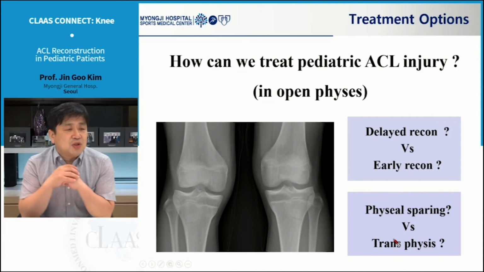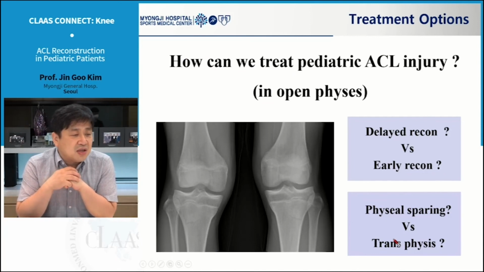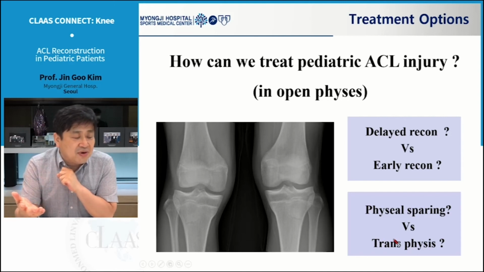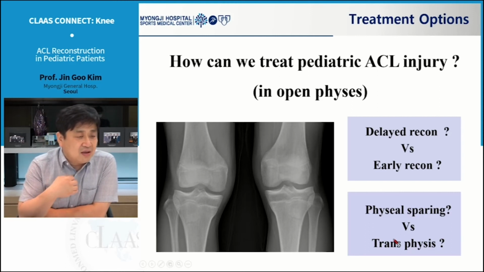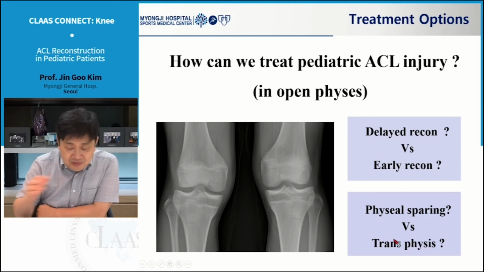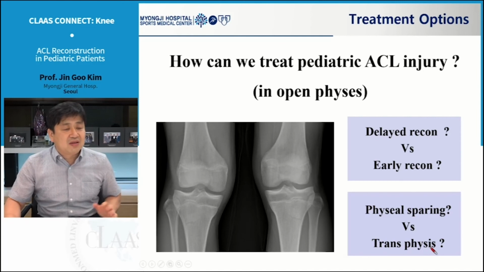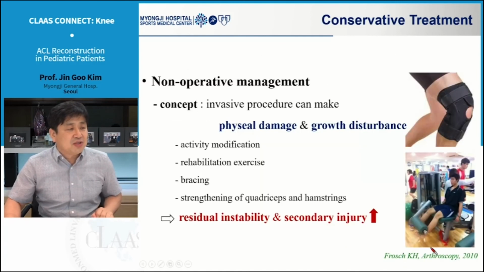What about the treatment options? It is generally believed that we should wait until the physis is stable or closed. But as I mentioned before, functional instability is increasing, the cross-physeal approach is not so dangerous, and the pediatric psychological problem is another issue. For the children's human rights, we need to do something to prevent these kinds of damages.